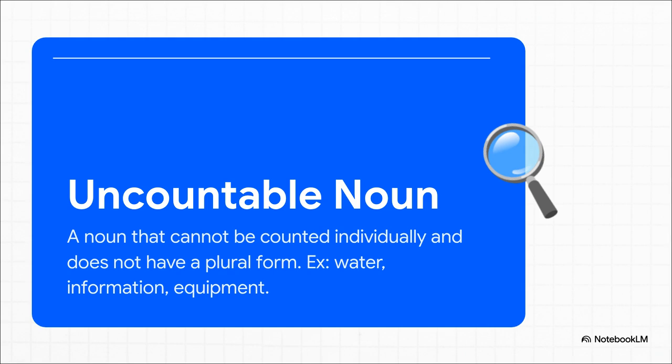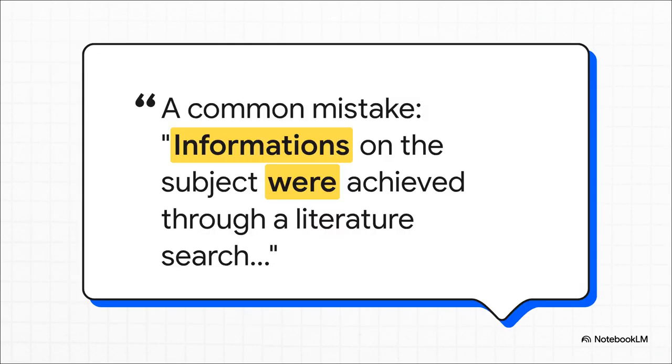You can't have 3 waters or 5 equipments. You just can't put a number in front of them. Instead, we treat them as one big concept, like a single lump of stuff. Let's look at a real-world mistake, pulled straight from a published paper.